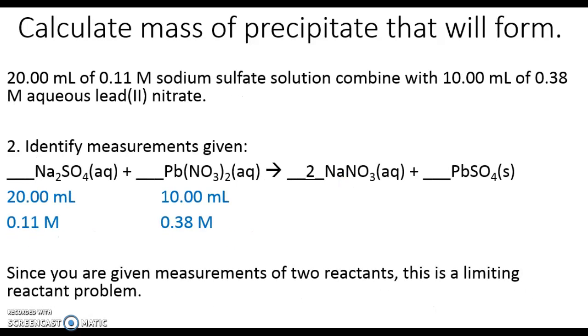Next, we need to identify the measurements given in the question. I've just written those measurements for each of the reactants underneath the substance in the balanced chemical equation. So I have 20 milliliters of 0.11 molarity sodium sulfate and 10 milliliters of 0.38 molarity lead 2 nitrate. And because we're given two measurements of two different reactants, that's how we know this is a limiting reactant problem.